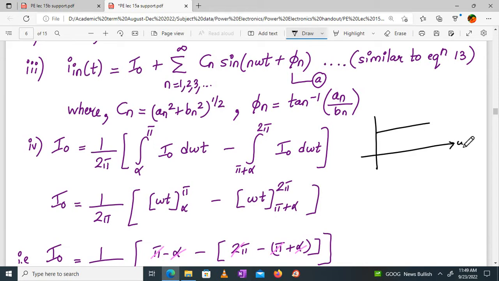इसका मीनिंग होता है constant load current, right? This is the meaning of I out, and this value is I0. Now whether alpha is pi or pi plus alpha, it doesn't matter, it's constant. बराबर है?